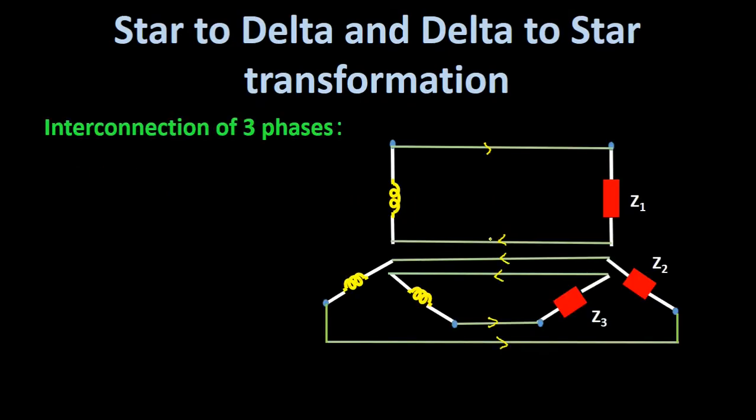First one is interconnection of three phases. In three phase AC generator, three windings are there and each winding consists of two terminals. So total 6 terminals will be there for three windings. So if we want to connect the load to these windings, then we need total 6 wires to connect the load to these windings.